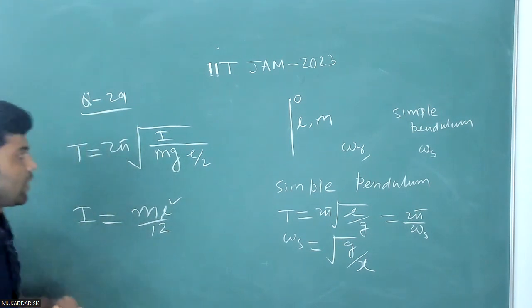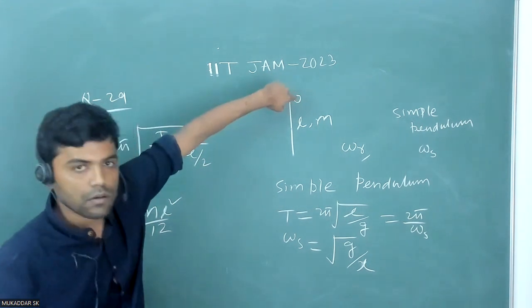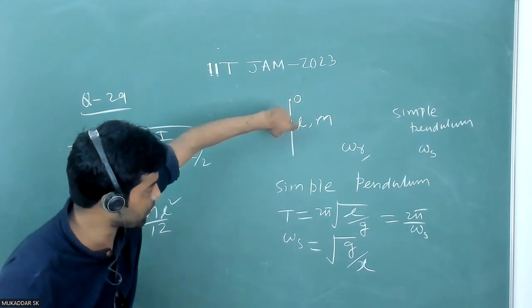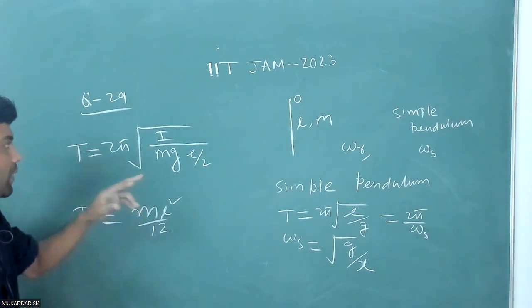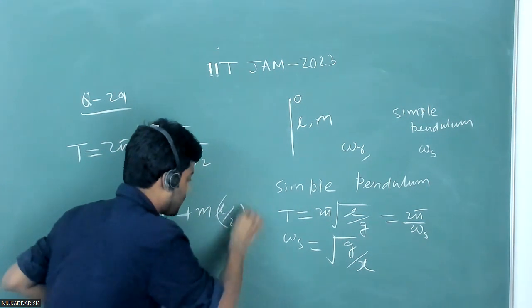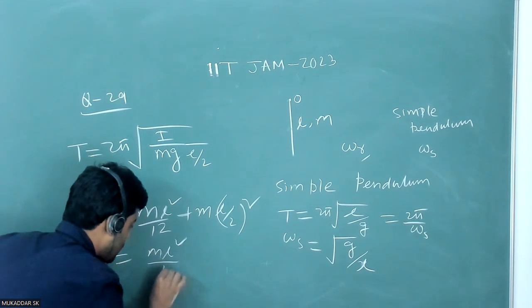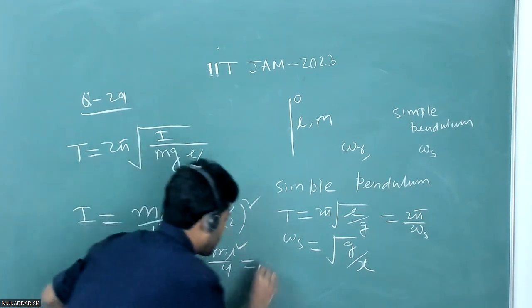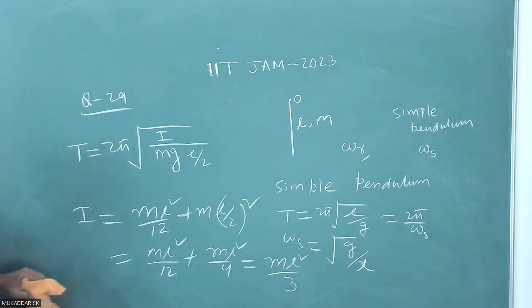Now if I apply the parallel axis theorem, about O will be the moment of inertia about the center of mass, plus m into d square, and d will be here L by 2. So it will be basically m into (L by 2) square. Means we will have ml square by 12, and then we will have ml square by 4, and that is nothing but ml square by 3. So now if you substitute it here, ml square by 3.